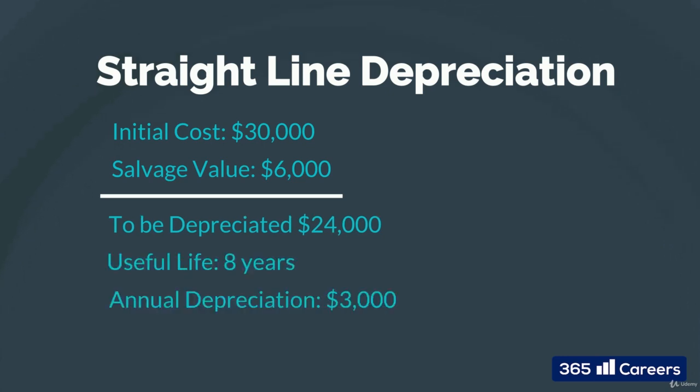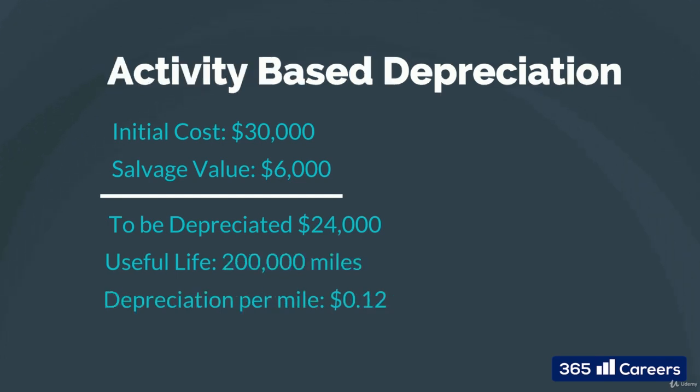Given that the asset will be used for 8 years and we will apportion the depreciation expense equally, we will have $24,000 divided by 8. So the annual depreciation calculated with the straight-line depreciation method will be $3,000. Very well. Now let's look at the activity-based method.